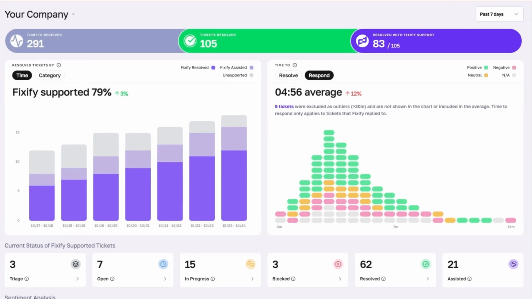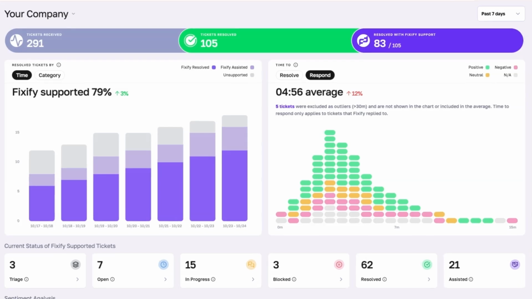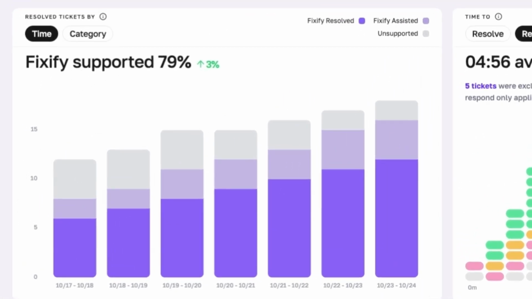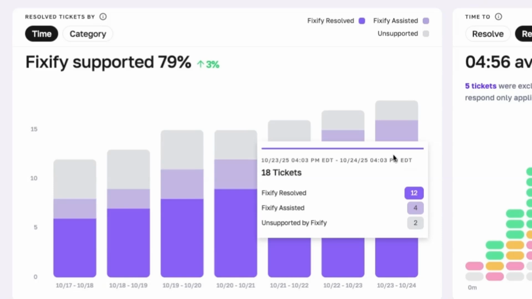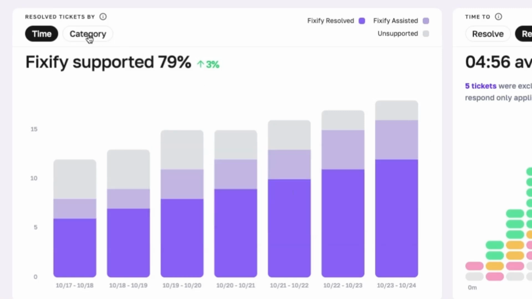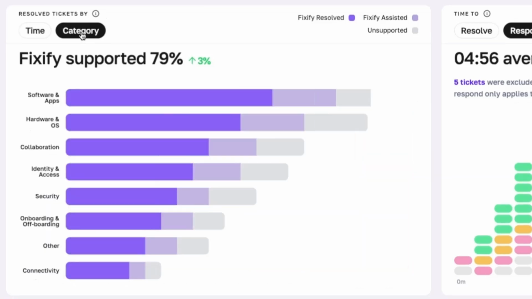Let me orient you. So we're above the fold here looking at metrics that are the most important. We've got Fixify's involvement metrics. These are metrics that tell you how involved we were with the request volume for a week or a month or whatever your time period is. And you can see that here with Resolve with Fixify support, week over week, how many Fixify resolved, how many Fixify assisted, and then how many were unsupported. You can look at this as a timescale, week over week, or you can also slice it by category.